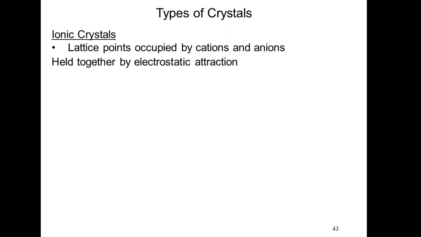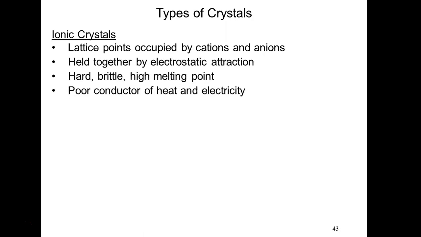This is going to be a brief video on types of crystals. The first type of crystal we're going to talk about is an ionic crystal. In an ionic crystal, lattice points are occupied by cations and anions. They're held together by electrostatic interaction. They're hard, they're brittle, and they have a high melting point.